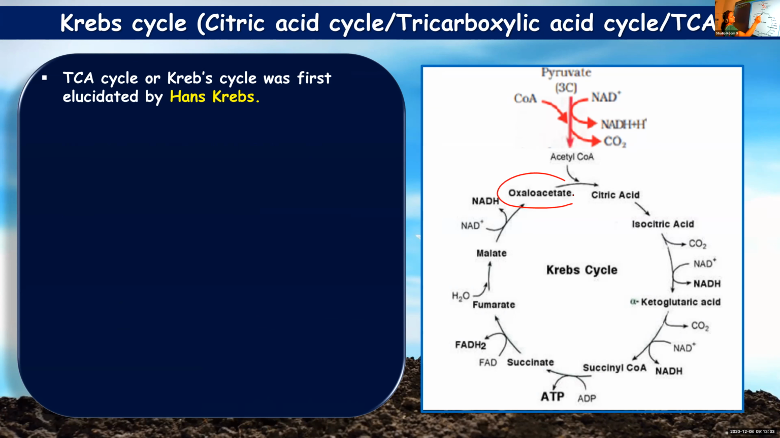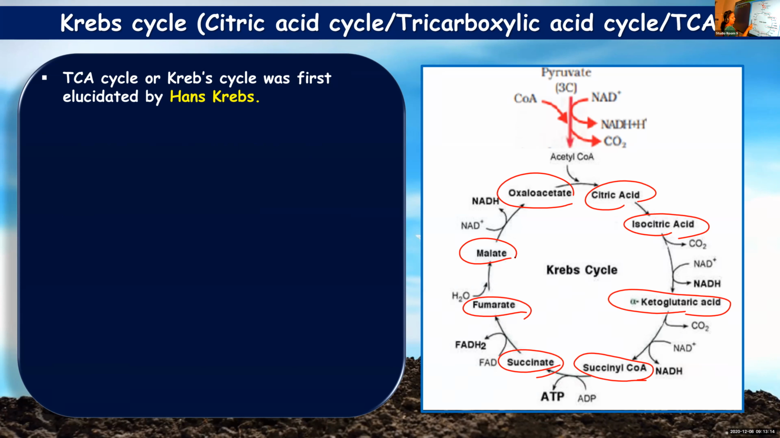Oxaloacetate, citric acid, isocitric acid, alpha ketoglutaric acid, succinyl coenzyme A, succinate, fumarate, malate. Just like pyruvate is the same as pyruvic acid, malate is the same as malic acid, fumarate as fumaric acid, succinate as succinic acid. Here so many molecules are given: 1, 2, 3, 4, 5, 6, 7, 8. But in your textbook, all these molecules are not mentioned.